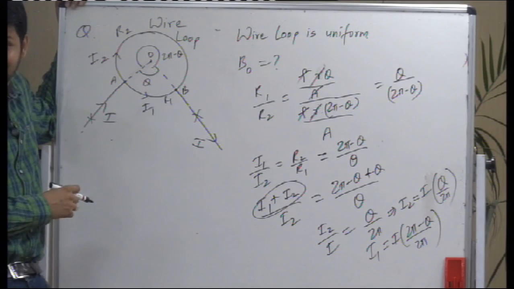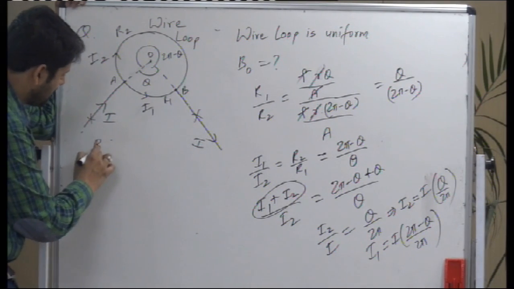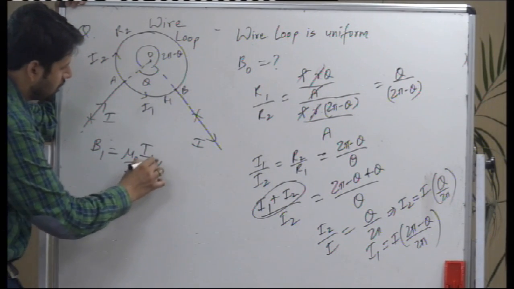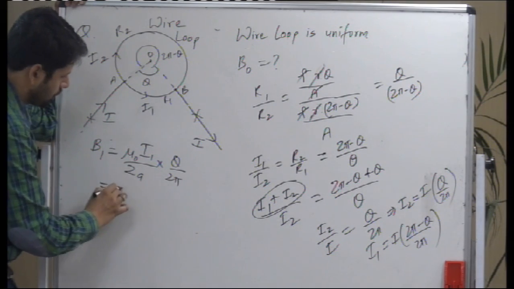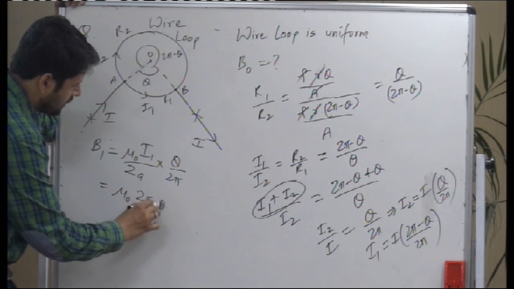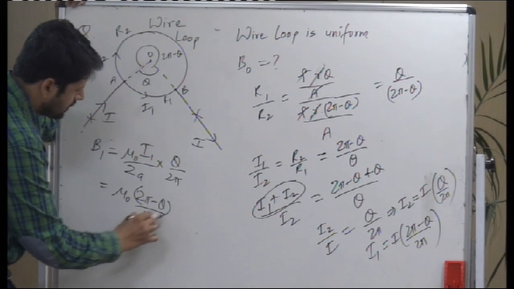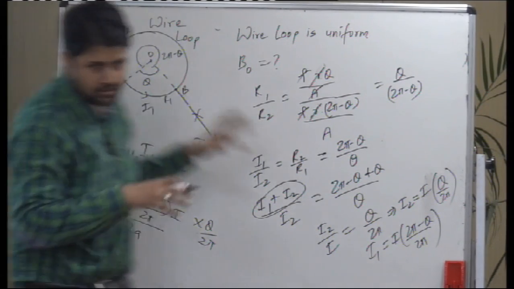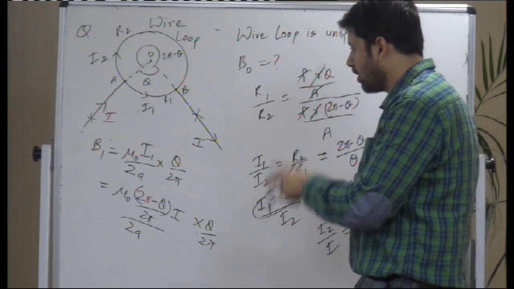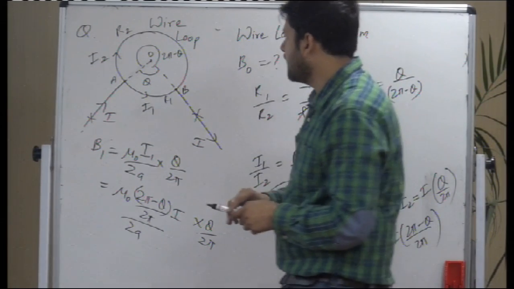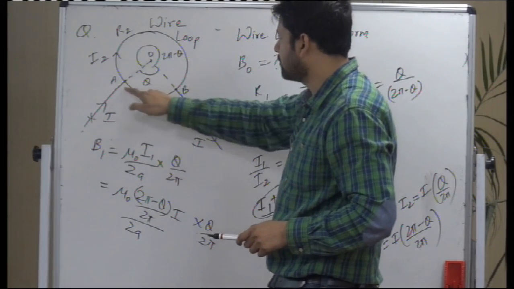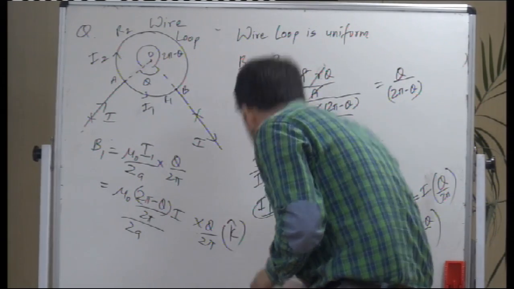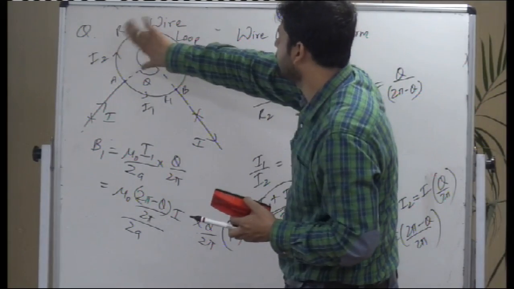Sixth. So B1, the field due to this one, would be mu naught I1 upon 2a into theta upon 2 pi, which is mu naught 2 pi minus theta upon 2 pi into I into theta upon 2 pi. Whole of this, just replacing the values. See, I would not be solving this. Why? Let's check. The field because of the lower portion would be outward k cap, and the field because of the upper portion would be inward.